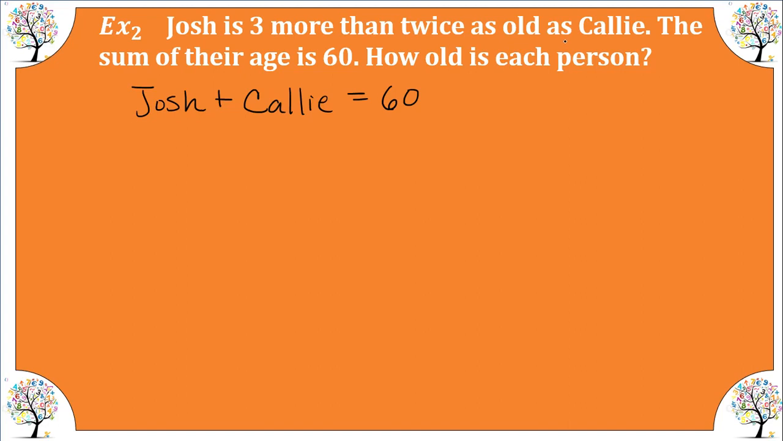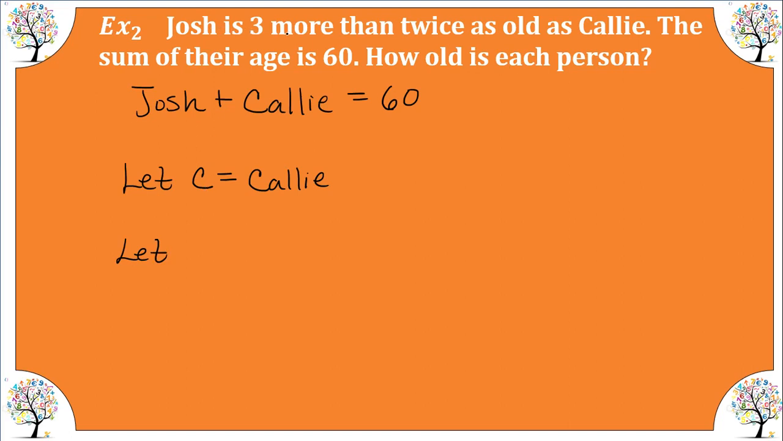Josh is 3 more than twice as old as Callie. What I typically do is the part I know the least about is the variable I'm going to use. So I know a little bit about Josh. I really know nothing about Callie. So we're going to let C represent Callie. So C is going to be Callie. Now we're going to use the C value to represent Josh. So we have to establish some kind of expression using C to represent Josh.